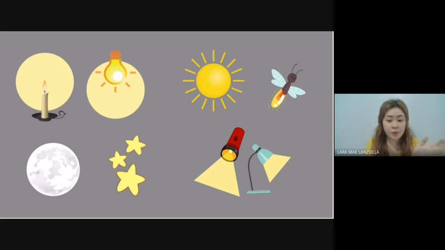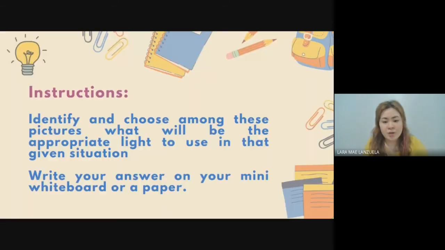These are some pictures of different light sources. Later, I will show and tell some situations, and you will identify and choose among these pictures what will be the appropriate light to use in the given situation. So now for the activity, you will write your answers on your mini whiteboard or the paper. So please prepare a paper, a marker, and your pencils. And I will give you some time to write your answers. Then you will raise and show it when I say the word up. Is that clear? Show a thumbs up. Okay, good. So are you ready now? Show me a thumbs up again. Okay, so now let's proceed.